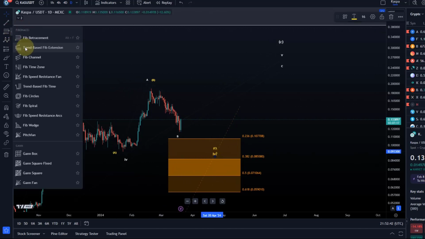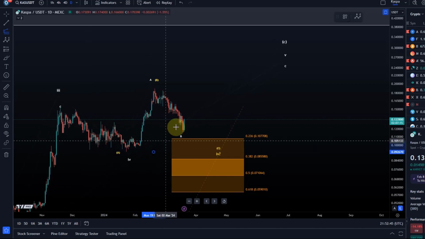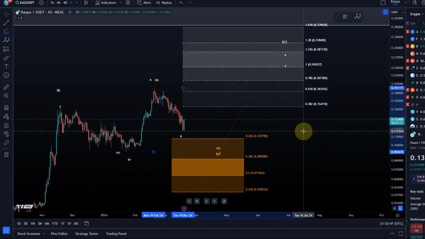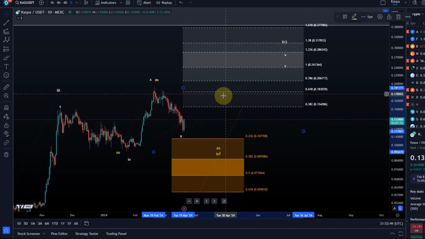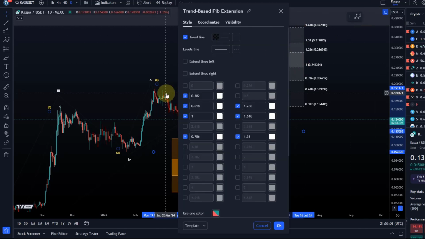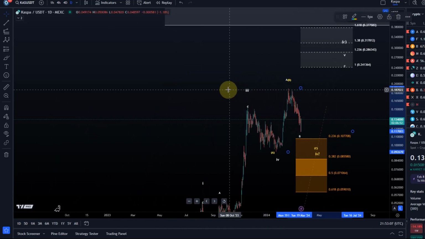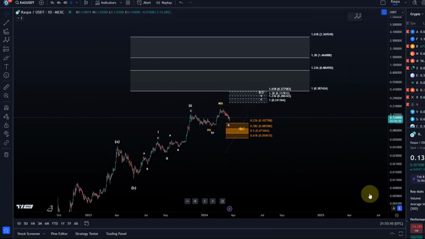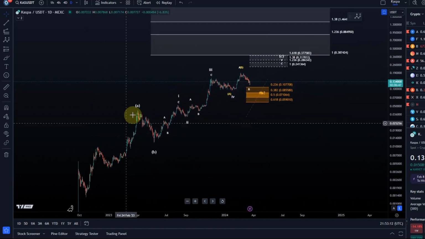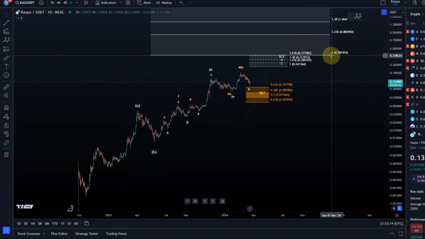Now, where could that wave 5 land? Simply looking at the ABC structure here, we can take the length of the A wave, go to the low of the B wave, and the next upside target range is basically between 24 cents and 38 cents. 24 is the 100% extension level, and the 1.618 extension is at 38 cents, and we should consider this target range as relevant. In addition, the larger time frame target for this ABC structure points towards 38 cents.